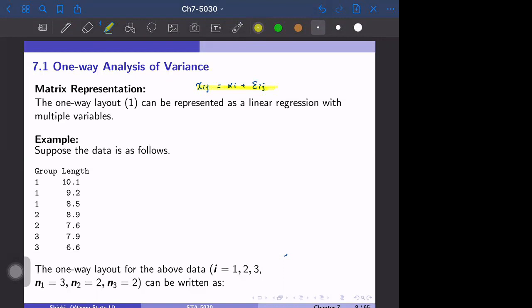So for example, suppose that we have data with 7 observations. We have 3 groups, group 1, group 2, group 3, and the variable is length. And we have the values for length. So we have 3 groups, i is equal to 1 to 3, capital I is equal to 3 in this case, and the sample size for each group is 3, 2, 2.